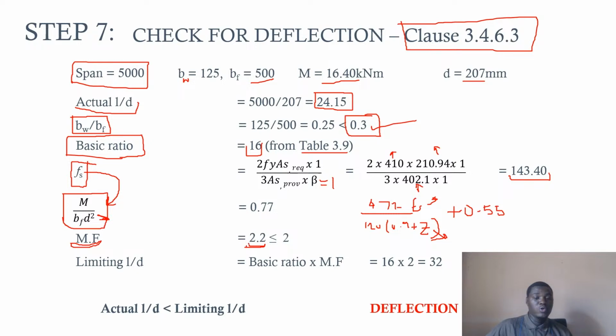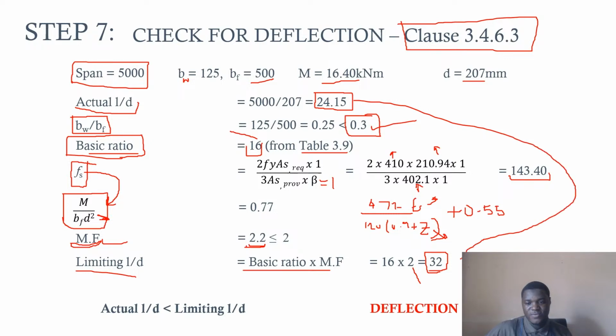This 2.2 must always be less than 2, the maximum modification factor, MF being the modification factor. I told you this basic ratio is for unreinforced concrete, but because of the addition of reinforcement, we need to modify the section. That is why we have the multiplication factor. So we calculate 2.2 based on the code, but you can't use more than 2. If it is greater than 2, what you will use is 2. So the limiting ratio is the basic ratio times the multiplication factor. Basic ratio is 16, multiplication factor is 2, then you have 32. This is our limiting, the maximum ratio. But what we calculated, the actual ratio, is 24.15, which is less than this. That means deflection is satisfactory. I hope this is clear.